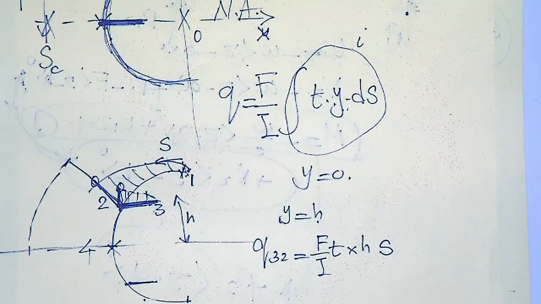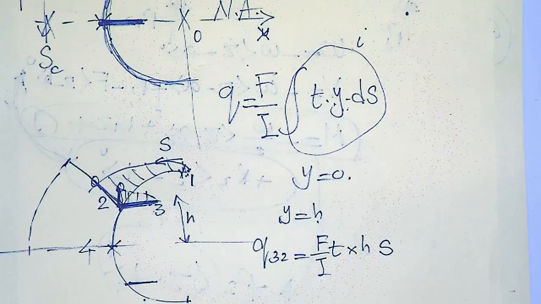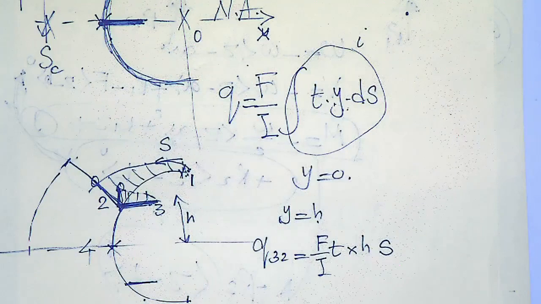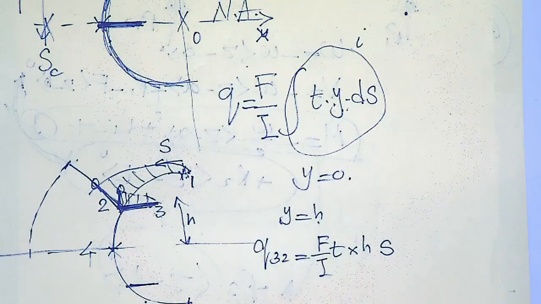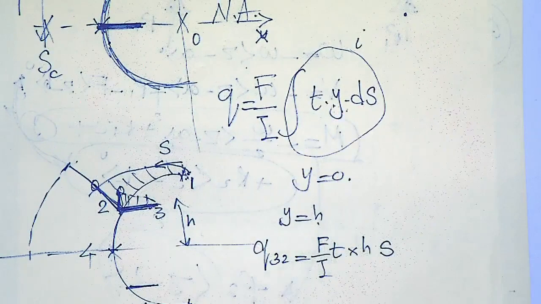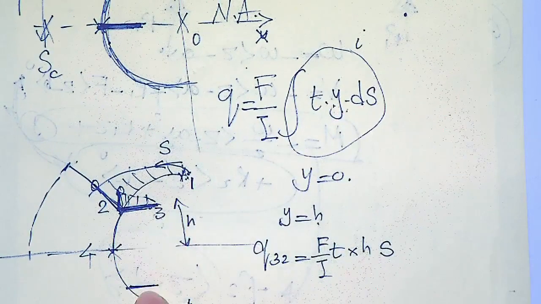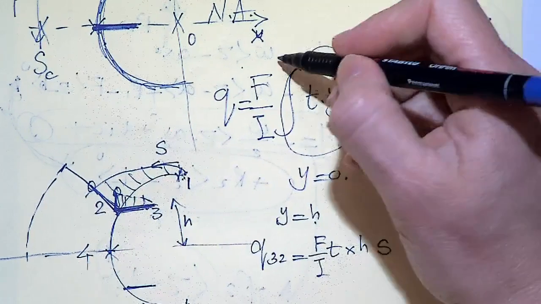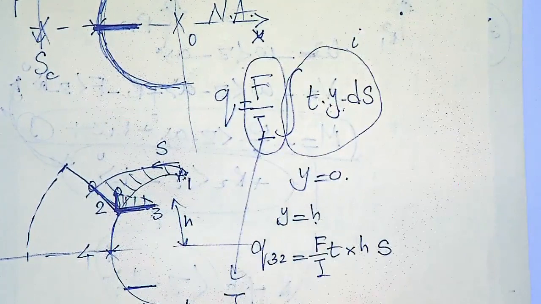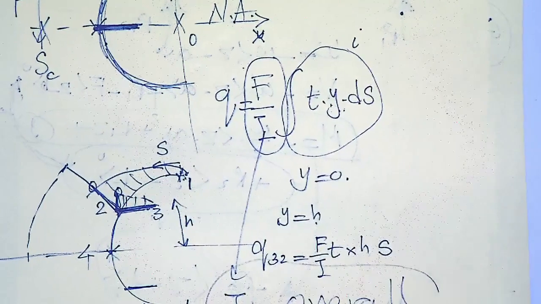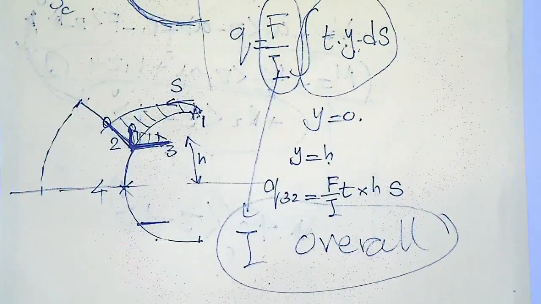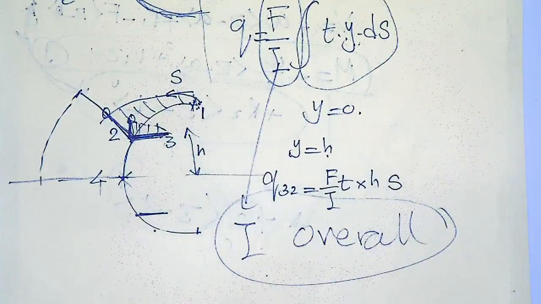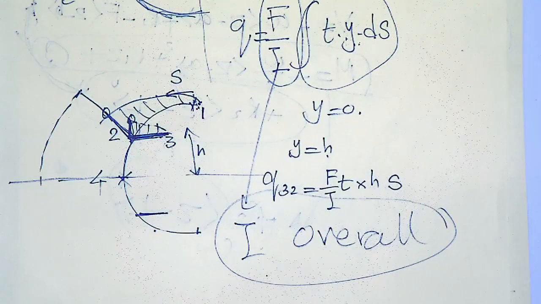Yes, please. Is the second moment of area, for Q32, of the whole shape or just the 3-2 shape? This is for the whole shape. I is for the whole shape. But because we cannot solve this in one go, because the section, as you can see, has discontinuities, we have to divide it into several integrals. So this does not change. I is for I overall. But because it has discontinuities, we need to divide it into simpler, smaller sections to analyze. This is a good question, so the student did that in the exam.